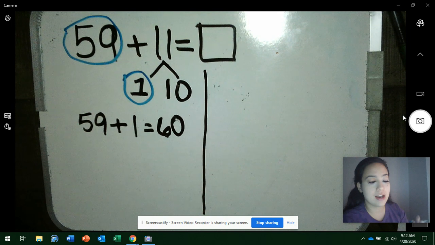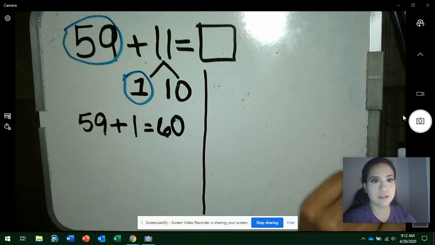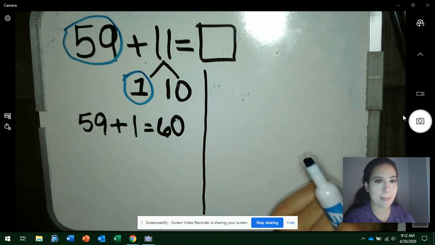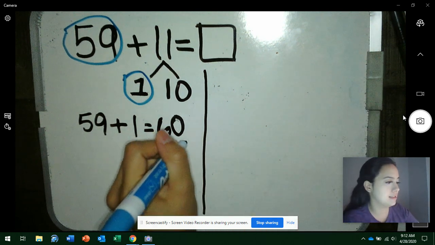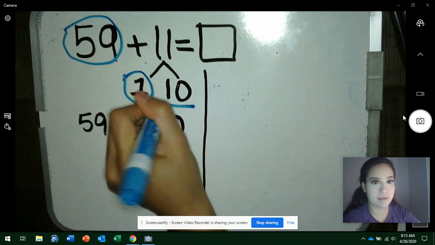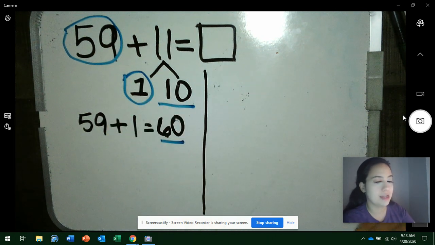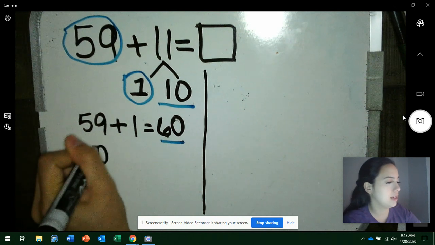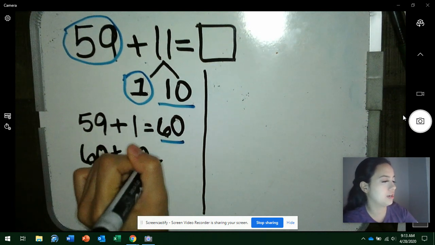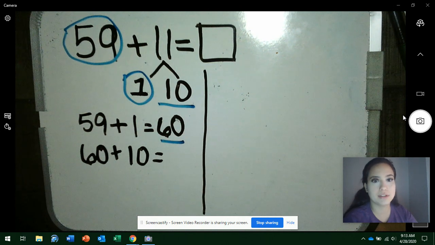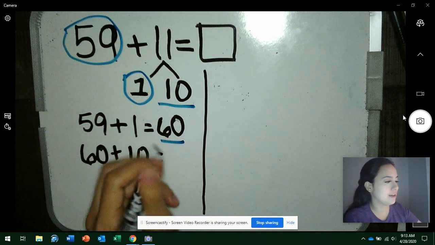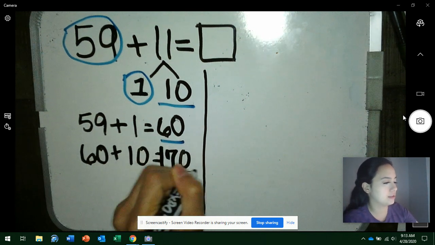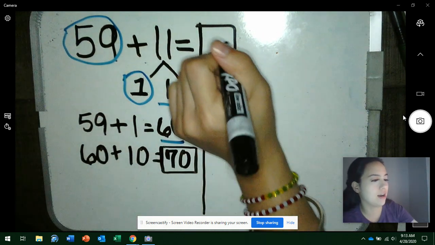And now we're not done yet. We have to add our leftover parts. What are our leftover parts, boys and girls? Get ready? Yes, 60 and 10. Remember, we cannot forget. So that's going to be our next number sentence. Let's write it. 60 plus 10 more equals what number, boys and girls? Get ready? 70. Very good. And we box this number because that is our answer.